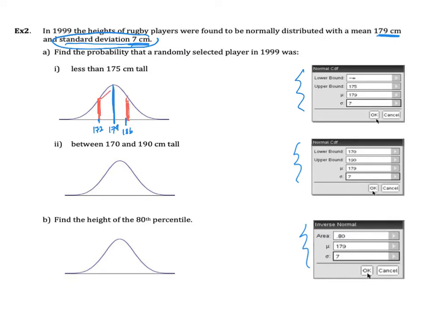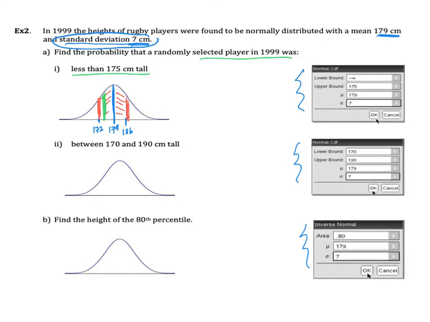This area should be the same. So I'm a little bit off, but that's okay. This gives you an idea, if you kind of draw it out and you say, okay, what's the probability that a randomly selected player in 1999 was less than 175 centimeters tall? Well, where is 175? It's here somewhere.